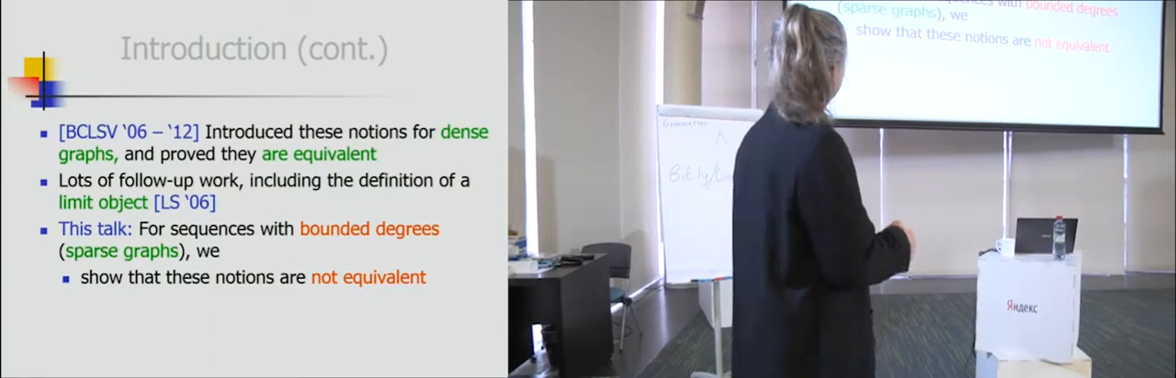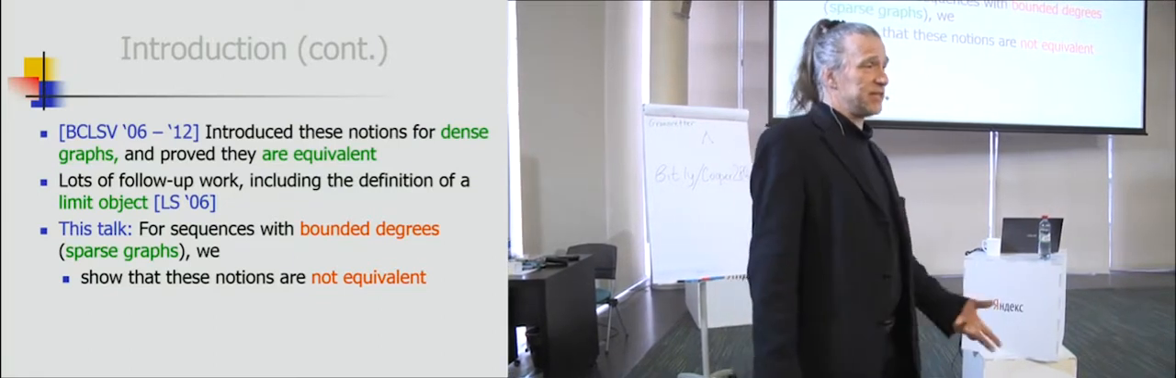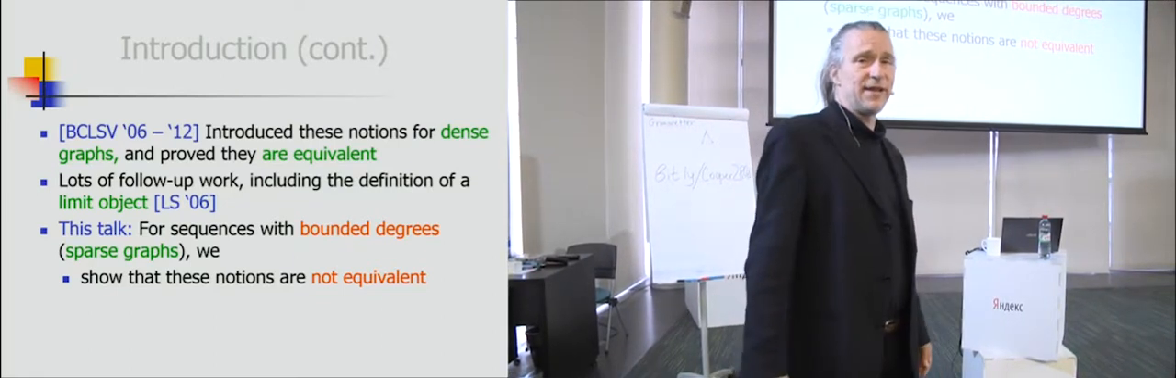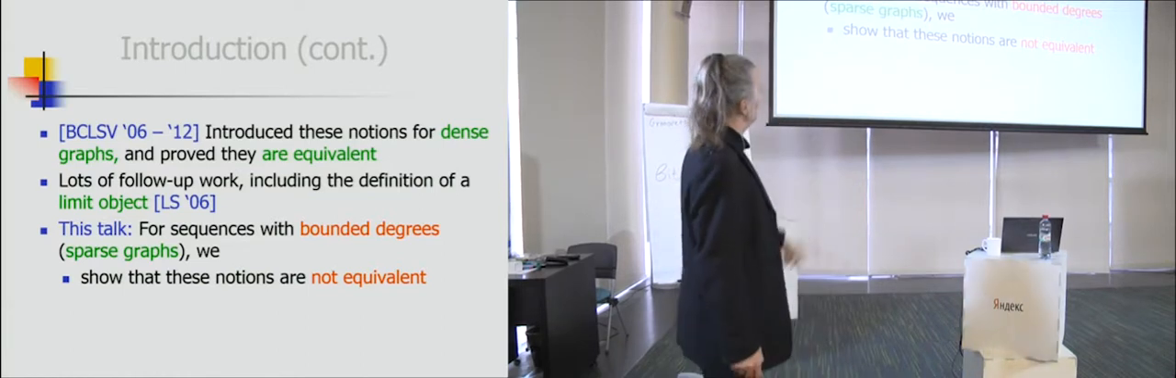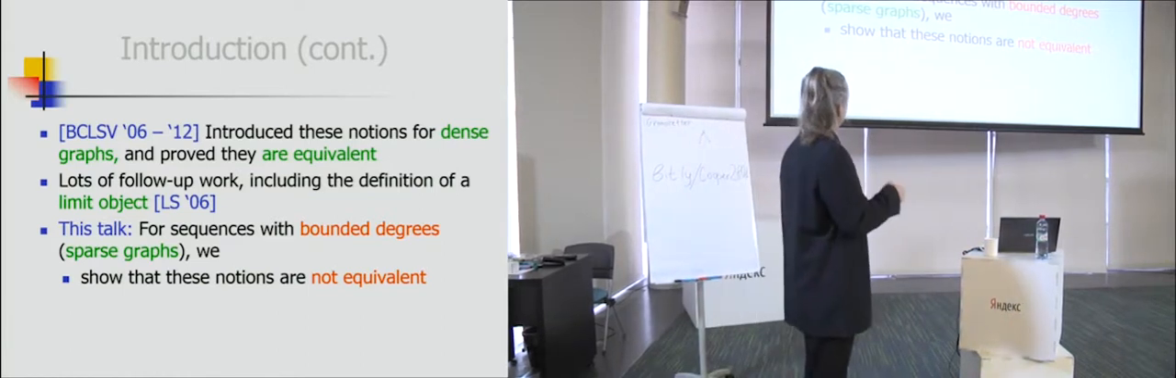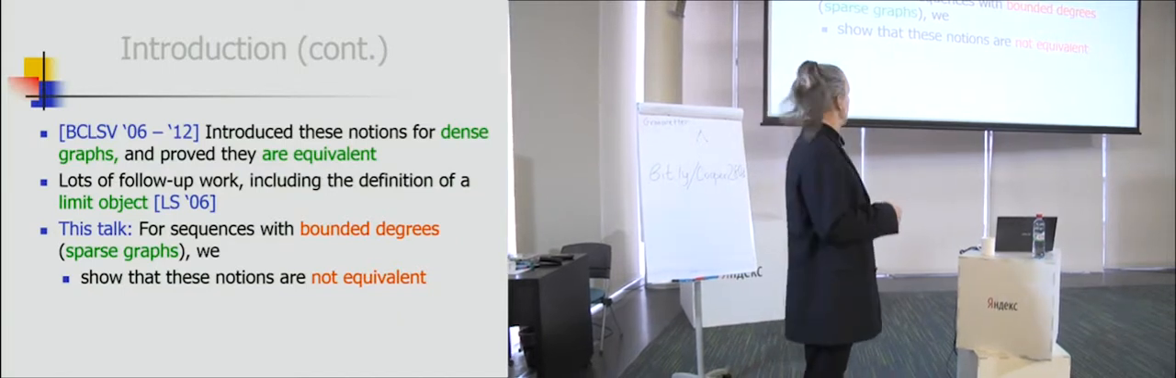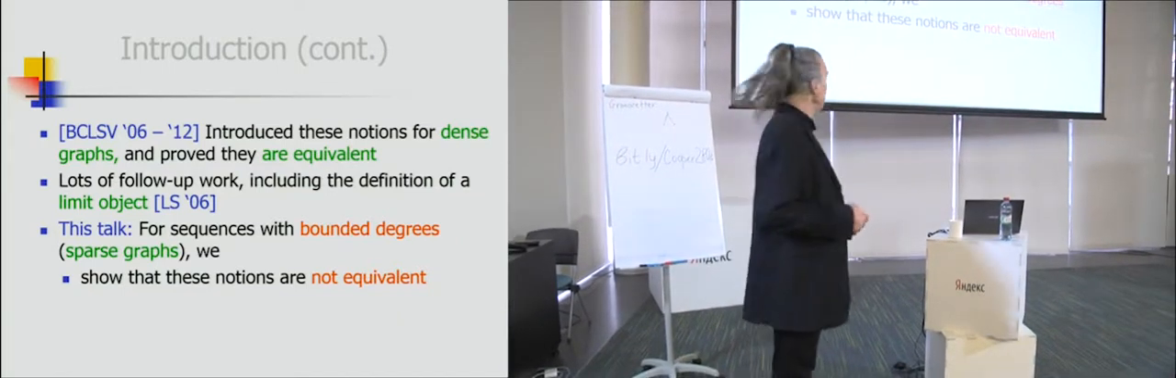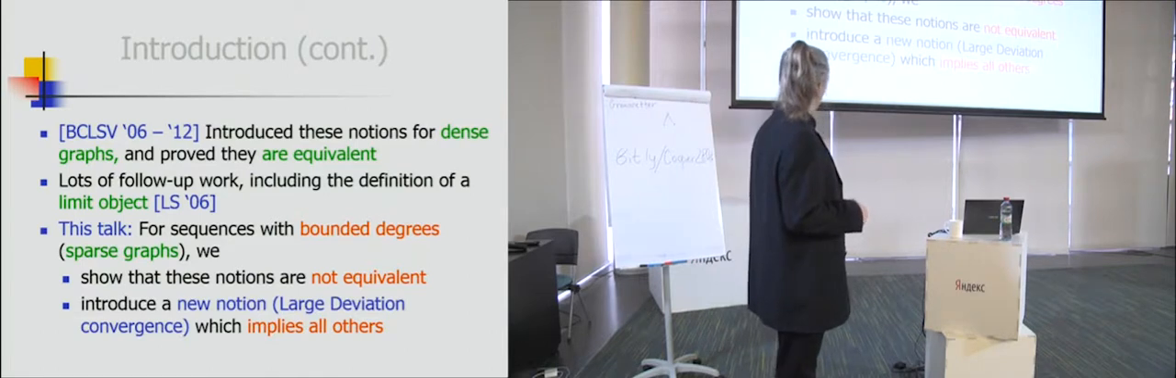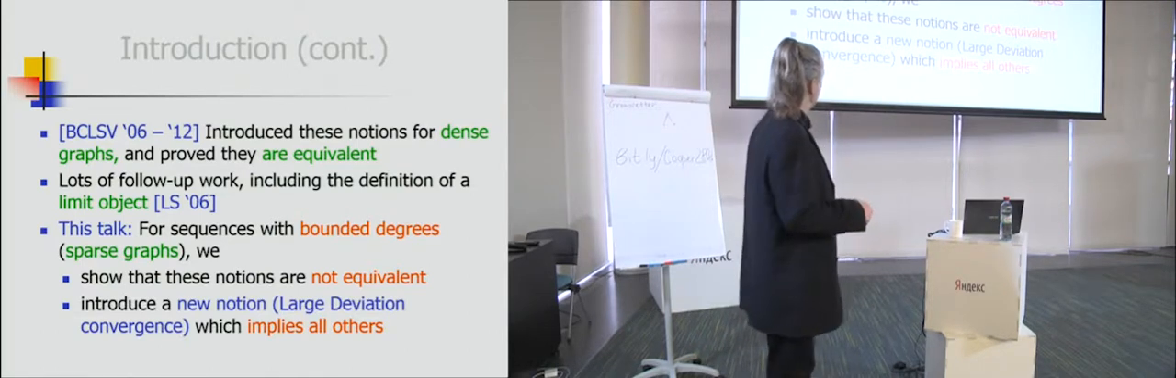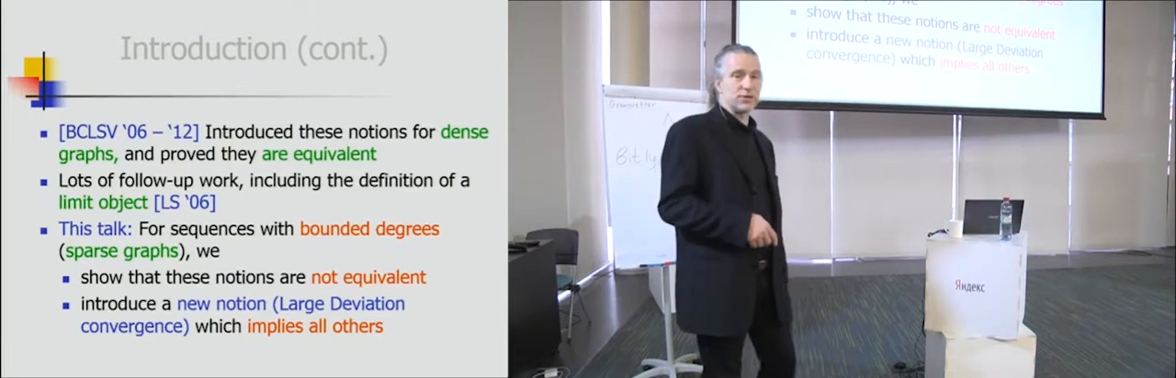And then in this talk, I will want to look at the opposite end. These were dense graphs, graphs where the degree is proportional to n. Here I will want to look at sequences with bounded degree. I will show you that all these notions are actually not equivalent anymore. Furthermore, I will introduce a new notion of large deviation convergence, which implies all these other convergences.